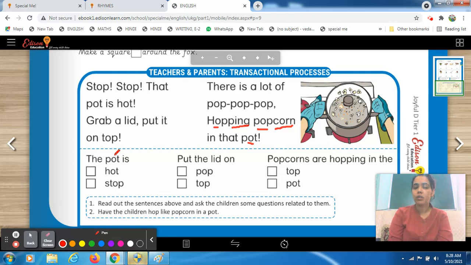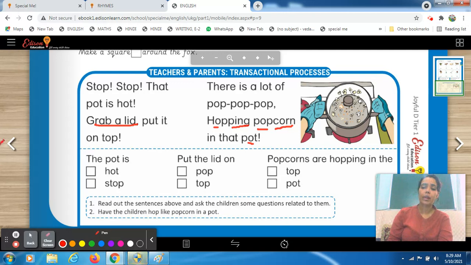Grab a pot. I'm giving you the options. Grab a pot, hot, top. What we have to grab in these sentences? Here is the sentence. Grab a pot, hot, or the lid. What we have to grab? Tell me, you have three options. Hot, pot, lid. What we have to grab? Ma'am, we have to grab a lid.